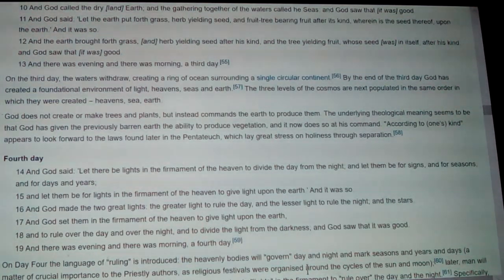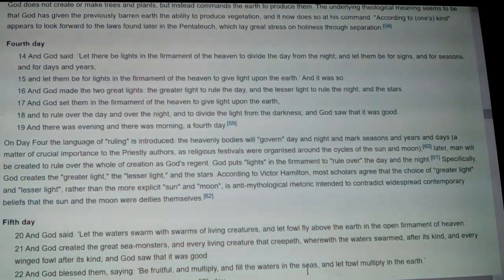According to one's kind appears to look forward to the laws found later in the Pentateuch, which lay great stress on holiness through separation, and also everything having to be with one's kind, and no bestiality and all that weird stuff, and the laws that are in there too, and that God had already kind of set things like this. Now we're supposed to all be in harmony with creatures too. I mean, you walk right up and pet a lion.